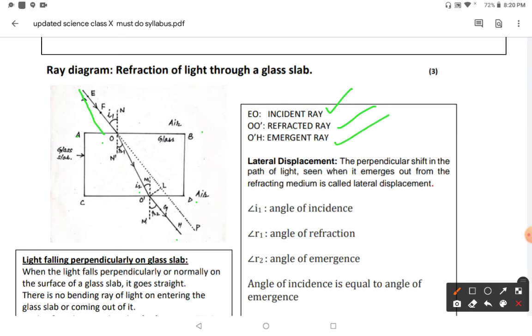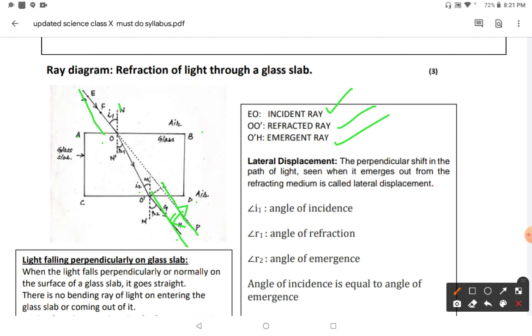And when we draw it, you can see there is some gap in between these. The perpendicular shift seen in the path of light when it emerges out from the refracting medium is called lateral displacement. This displacement is called lateral. Instead of this ray going through this path, it goes through this path due to refraction of light. So this displacement, the gap between these two parallel rays, is called lateral displacement.